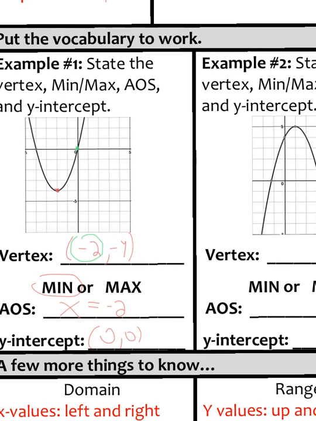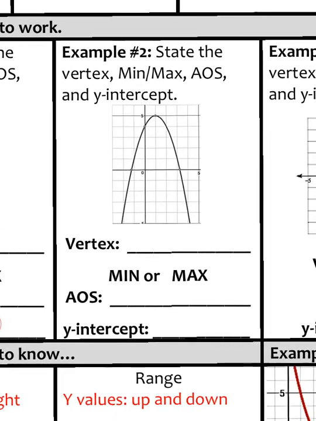Okay, looking at example 2. Same thing, but now we have a flipped U. Let's find the vertex first, such as right there. So we go right 1, so that's a +1, and up 5, so my coordinates are 1, 5. Again, it is a flipped U, so we'd circle the max. Remember, the x value of this vertex is our axis of symmetry, so we write x equals 1.